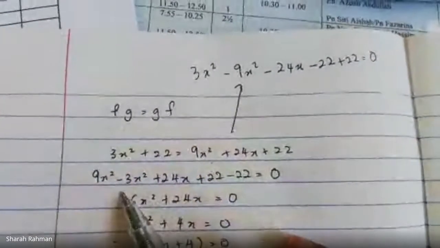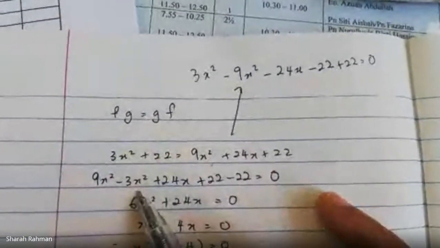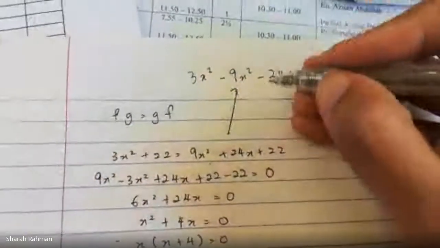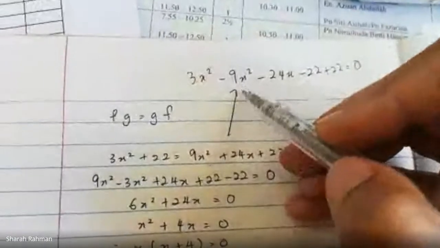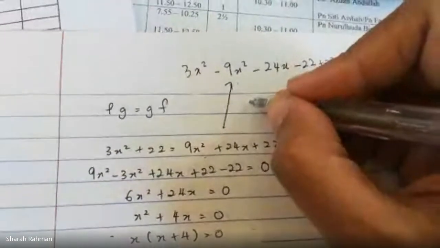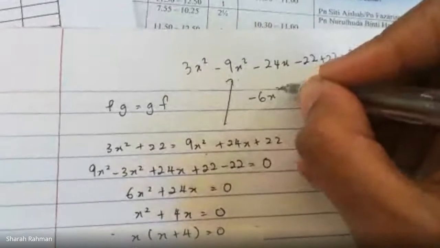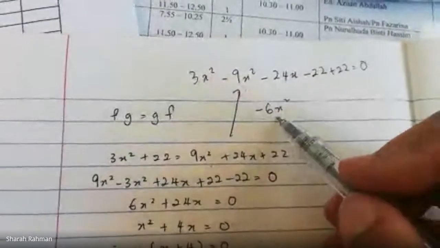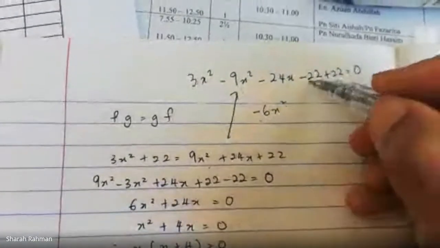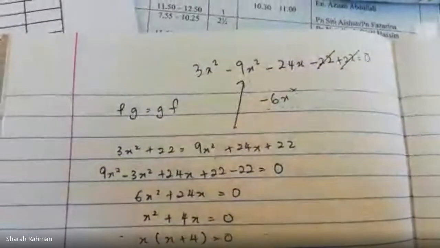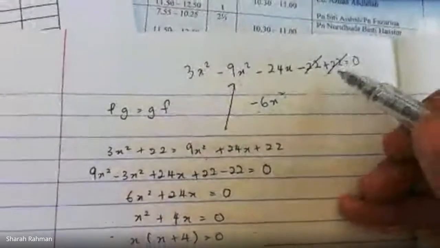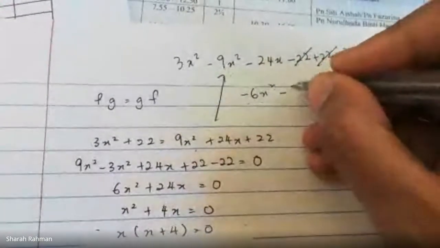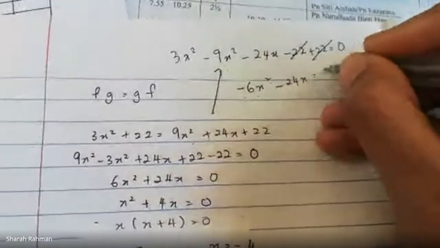So this is different between this one and this one. Nampak macam berbeza, but actually same, all the same. So why? Because here, when we do a simplification, we will get negative 6x squared, because we have 3x squared minus 9x squared, we have negative 6x squared. Then this one can eliminate because we have negative 2 plus 22, which is 0. So habislah. So here minus 24x equals to 0.